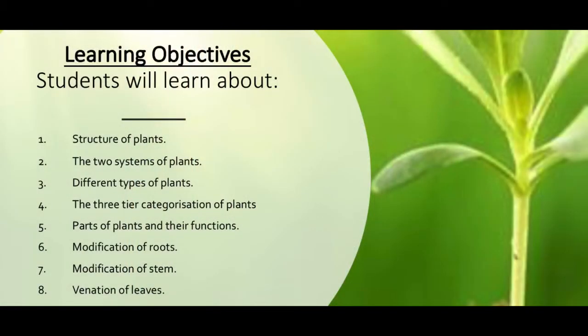Students, today we will take chapter number 7, Getting to Know Plants. Students will learn about the structure of plants, the two systems of plants, different types of plants, the three-tier categorization of plants, parts of plants and their function, modification of roots, modification of stem and venation of leaves.